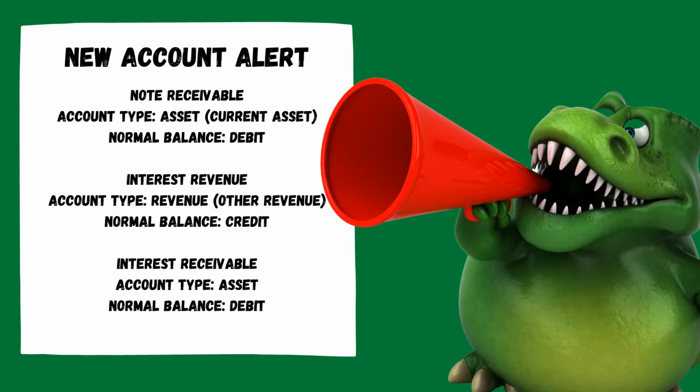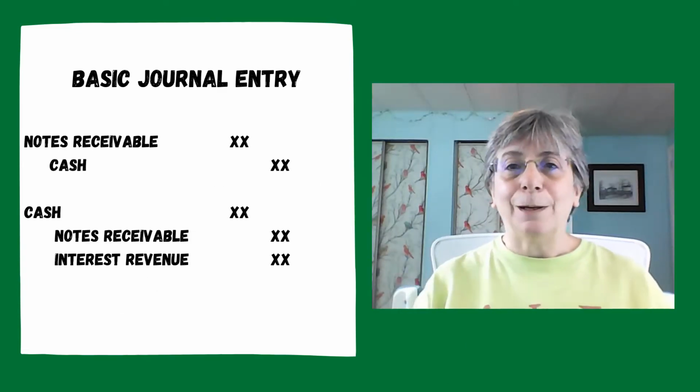So we have a new account alert. We have an account called Note Receivable, and it's actually a current asset because it's going to be paid within less than a year. We have interest revenue, and the account type is revenue. It's actually other revenue. It will fall below the line for our profit and loss, our income statement. And interest revenue is a revenue account, so it has a normal credit balance. And then we have interest receivable, and that is an asset, and it's going to have a normal balance of a debit.